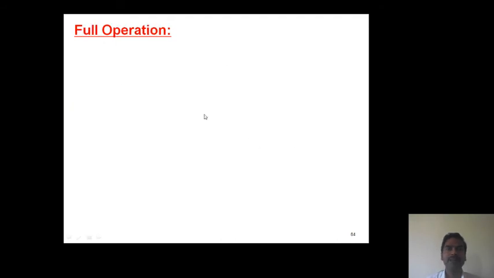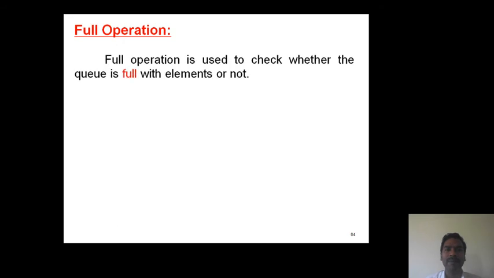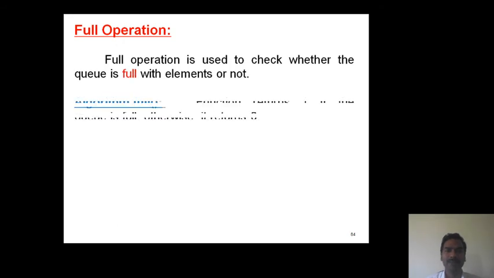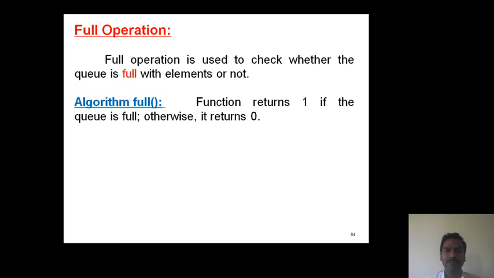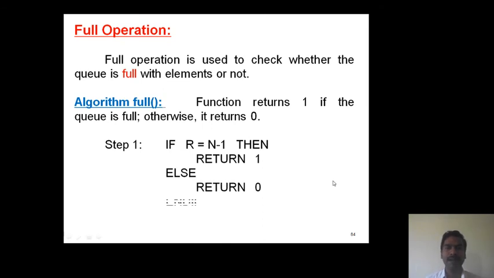Next operation, full operation. Full operation is used to check whether the queue is full with elements or not. Algorithm full. The function returns 1 if the queue is full, otherwise it returns 0. Process of checking: if R equals N minus 1, then return 1, else return 0. End if.